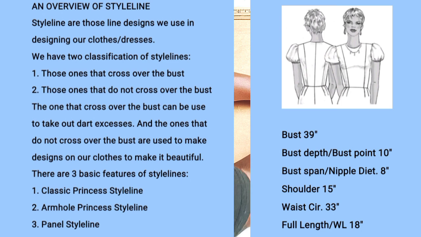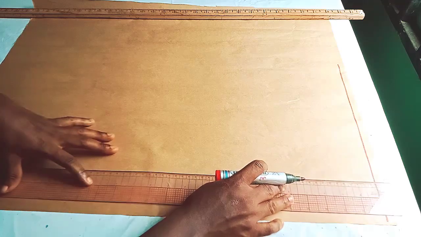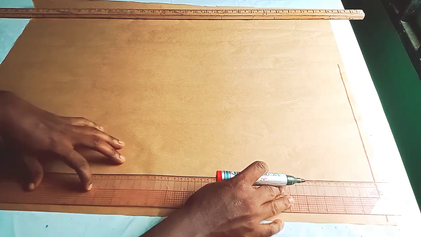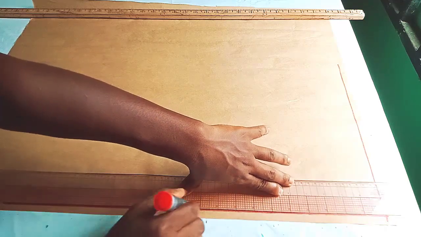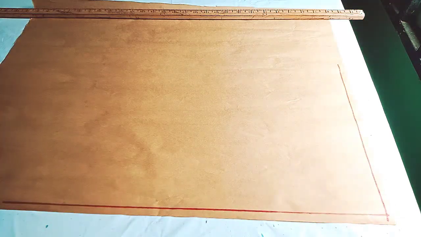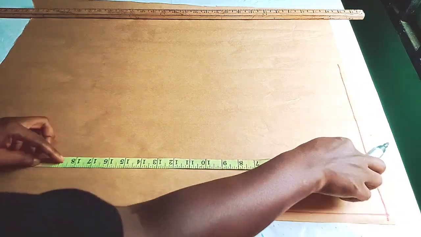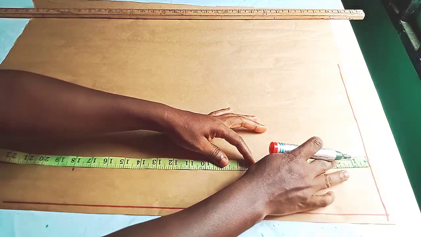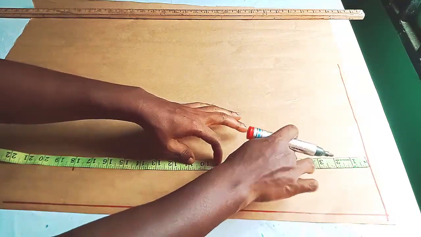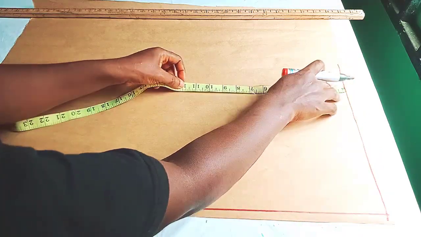We're going to put down the guideline first, which will serve as our shoulder line, then the guideline on the other side, which will also serve as our center front line. Now we'll put down the measurements. The full length is 18 inches. The chest line is 8 inches. The bust depth is 10 inches, so I'm going to extend it.